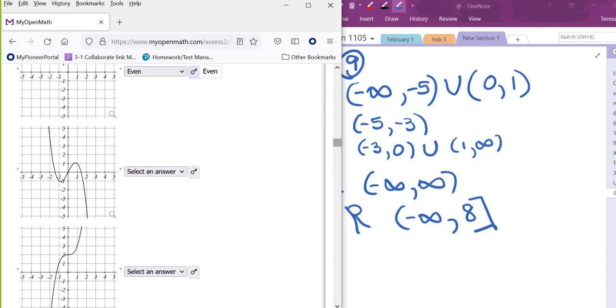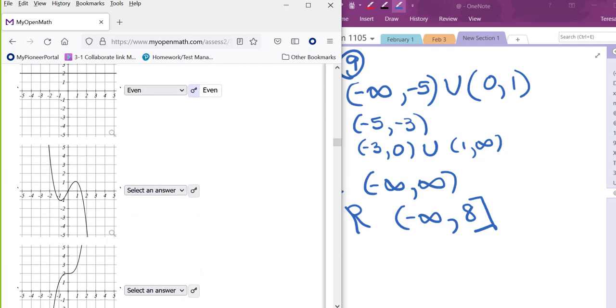Right, our next one, this is an example of an odd one because it's through the origin, and if we rotate it 180 degrees, it would move this piece down here and this piece up here. It would give back the exact same picture. So this one is odd.